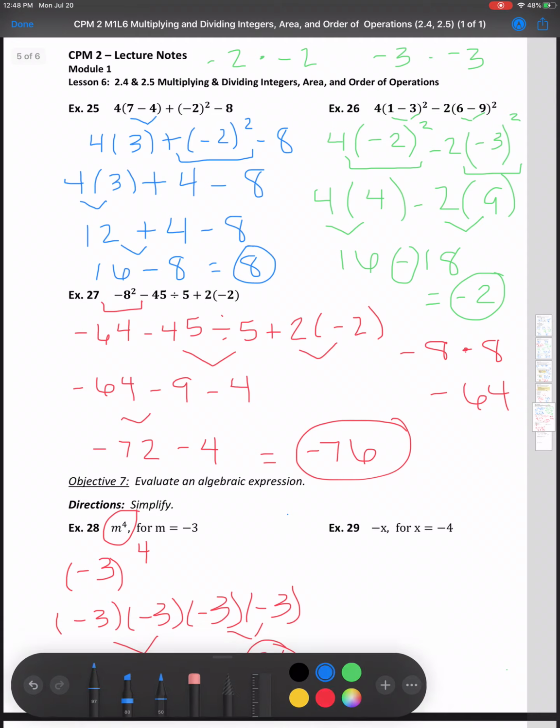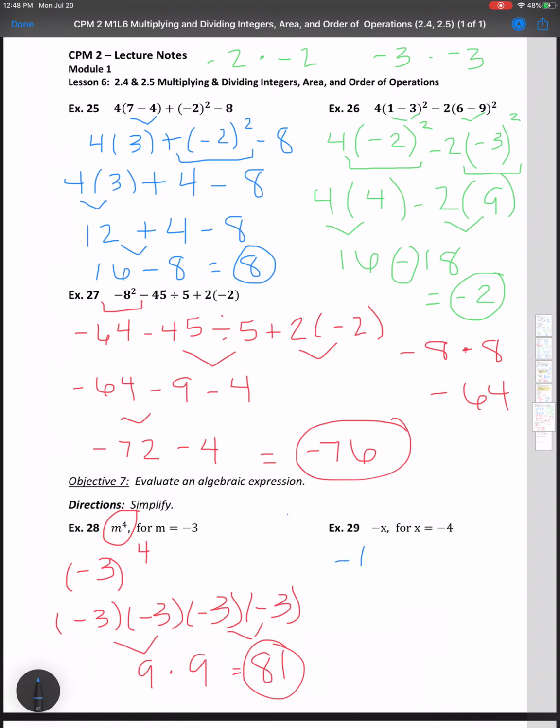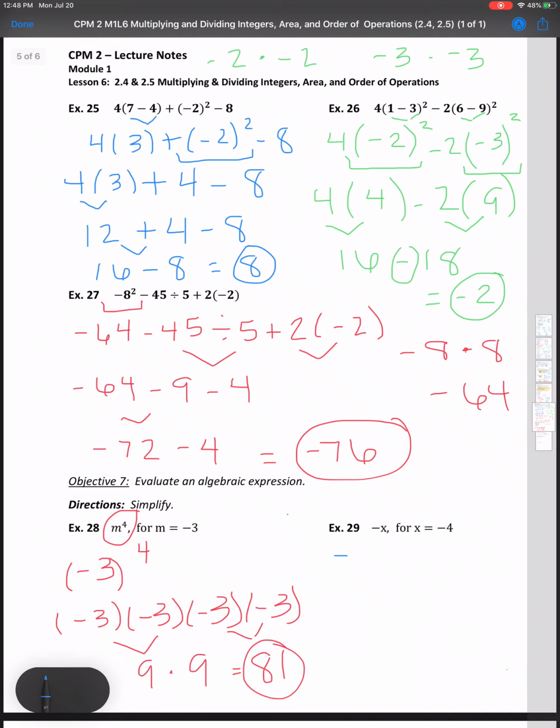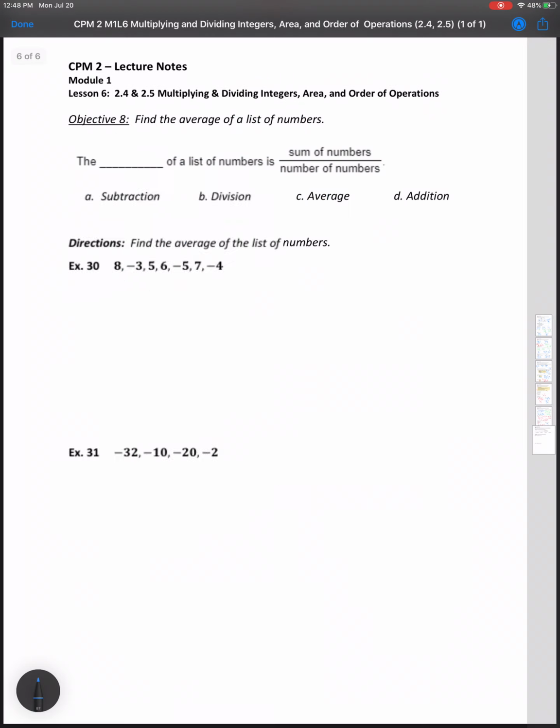Okay, next one, 29. And this is one that people get wrong a lot of times because they won't put those parentheses there. So put parentheses first. I'm sorry, that's a parenthesis. Let me just erase that. Start fresh. Go through your expression. Every time you come to a letter, put parentheses. Instead of x, I'm plugging in negative 4, and then you can see, oh, what's the opposite of a negative 4? A positive 4.